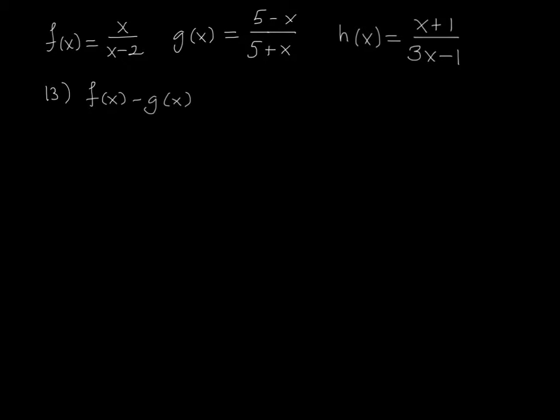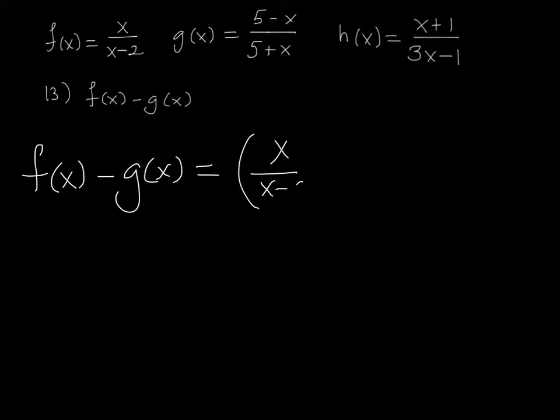For the next three problems, we are going to be combining these functions, f of x, g of x, and h of x. We'll start with 13, which is f of x minus g of x. So we'll take the function f of x and subtract from it the function g of x, which will be x over x minus 2, that's f of x, and from it we need to subtract g of x, which is 5 minus x over 5 plus x.